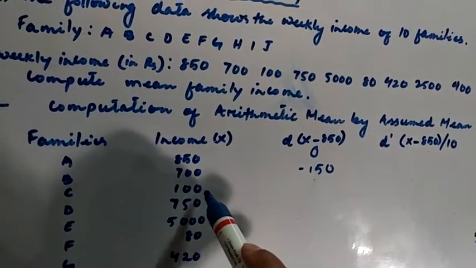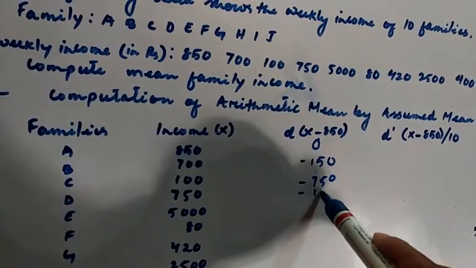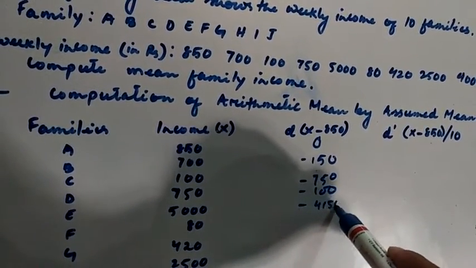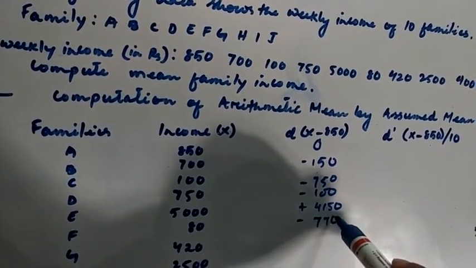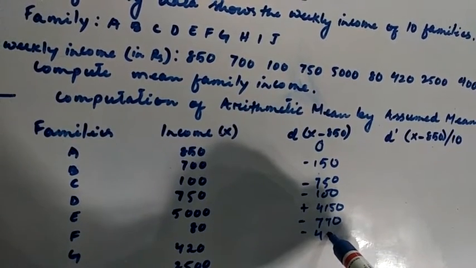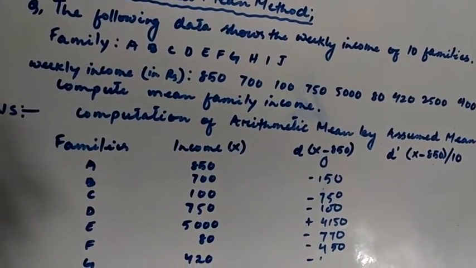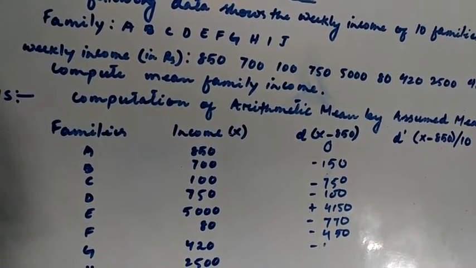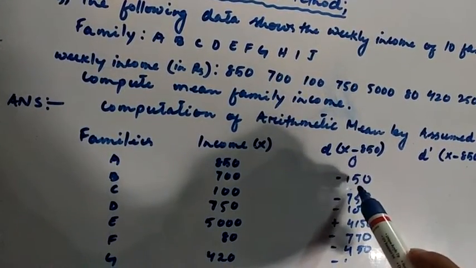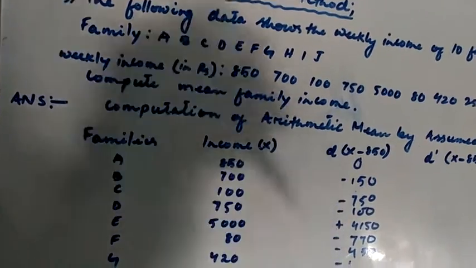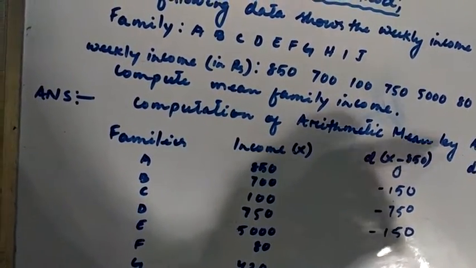Respectively, 100 minus 850 is minus 750. Then 750 minus 850 is minus 100.